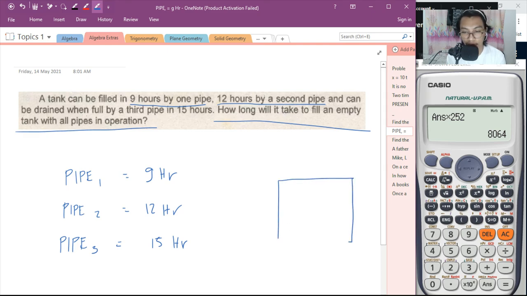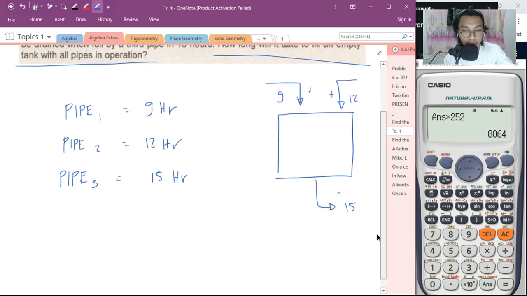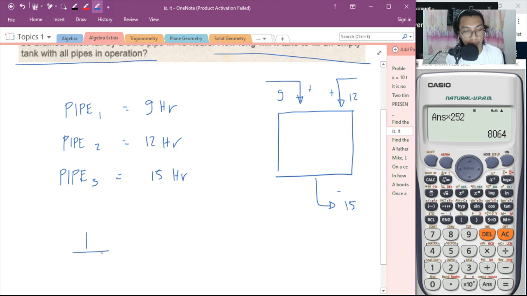So, ganito yan. Meron kang tanke. Si pipe 1 may rate na 9 hours. Si pipe 2 can fill it in 12 hours. Si pipe 3 can unload all its contained water in 15 hours. So, this is minus, this is plus, this is plus. So, in order to complete one job, okay, so one entire job, how many hours can they do it? So, the time, okay, one job, kayang gawin in 9 hours, plus one job can be done by second pipe in 12 hours, and another one can empty it out in 15 hours.